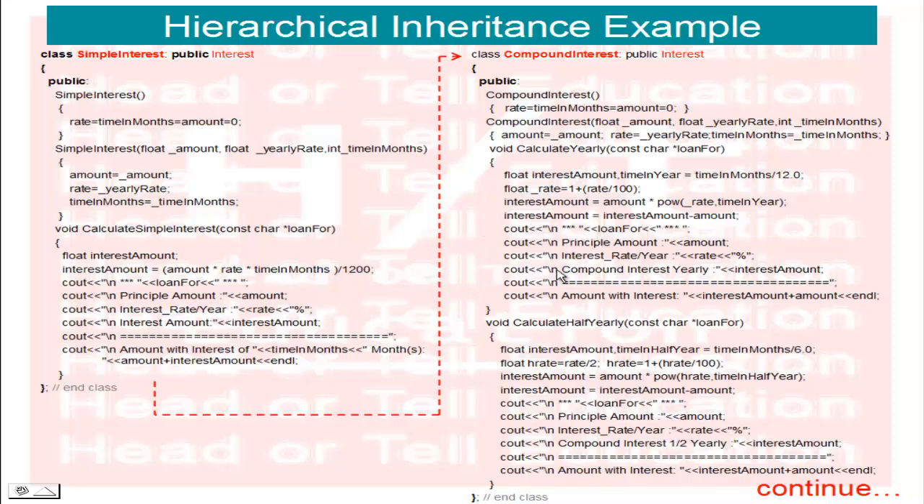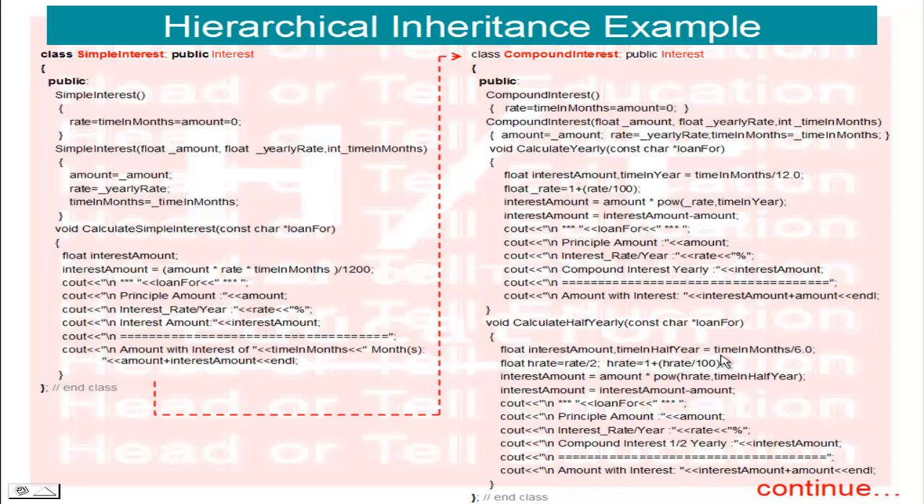and this is the cout message to show the user how much amount, how much rate and how much interest yearly, and amount with interest. The same as this, calculate the interest half yearly. So here the same, now interest amount, so time in half year.